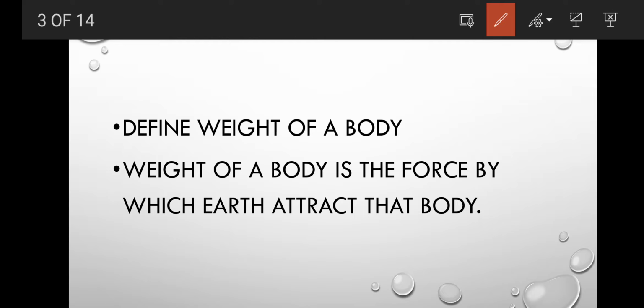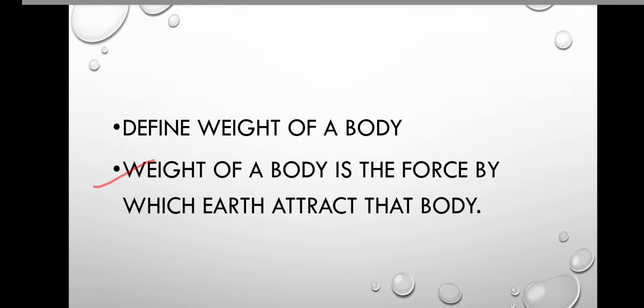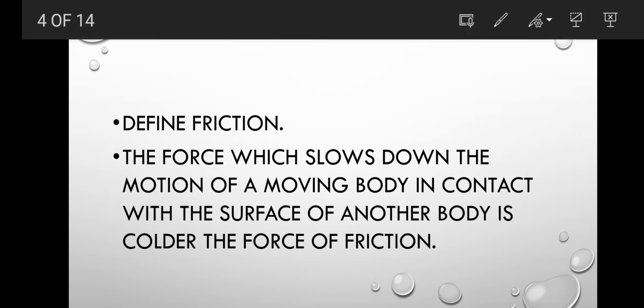Define weight of a body. And the answer is, weight of a body is the force by which earth attracts that body. Next, define friction. The force which slows down the motion of a moving body in contact with the surface of another body is called the force of friction. Here it should be "called". Okay, by mistake it is written "colder". So, called force of friction.